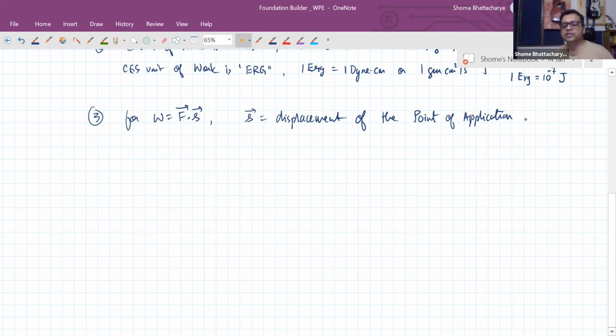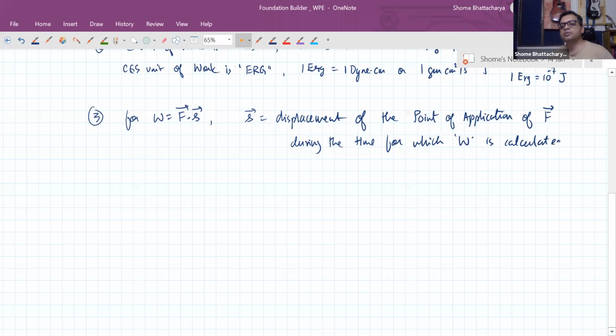So just note this down first. It will seem complicated. I'll explain with examples, then you'll understand easily what it means. So it's the displacement of the point of application of the force F during the time for which the work done is calculated.